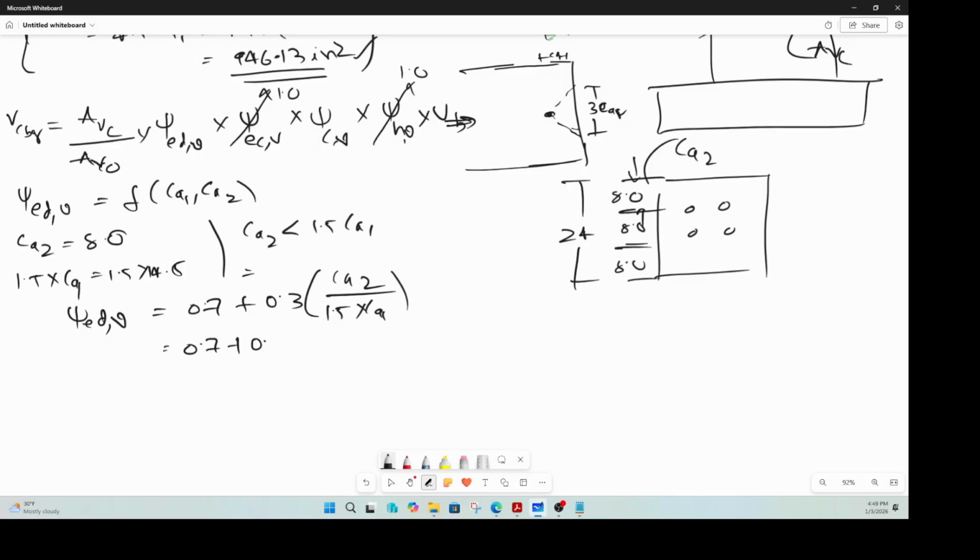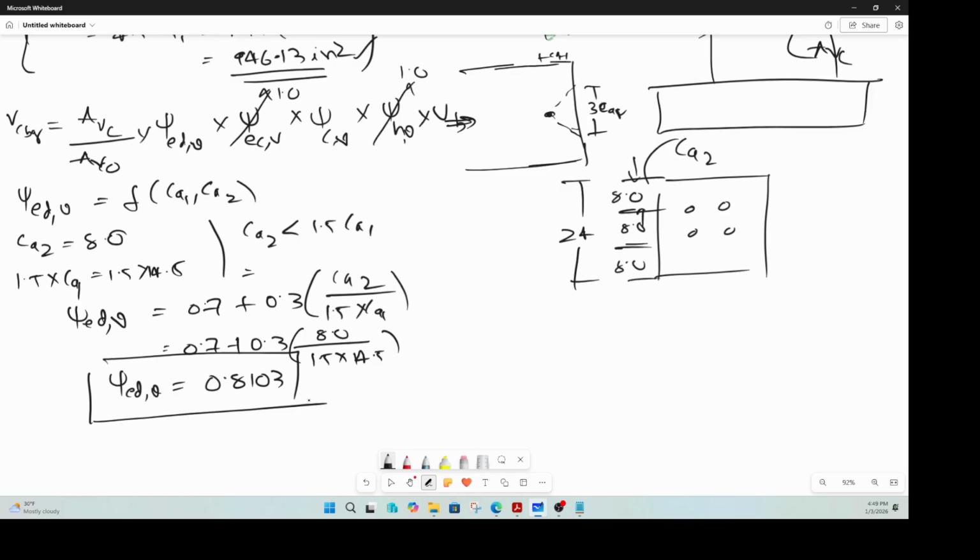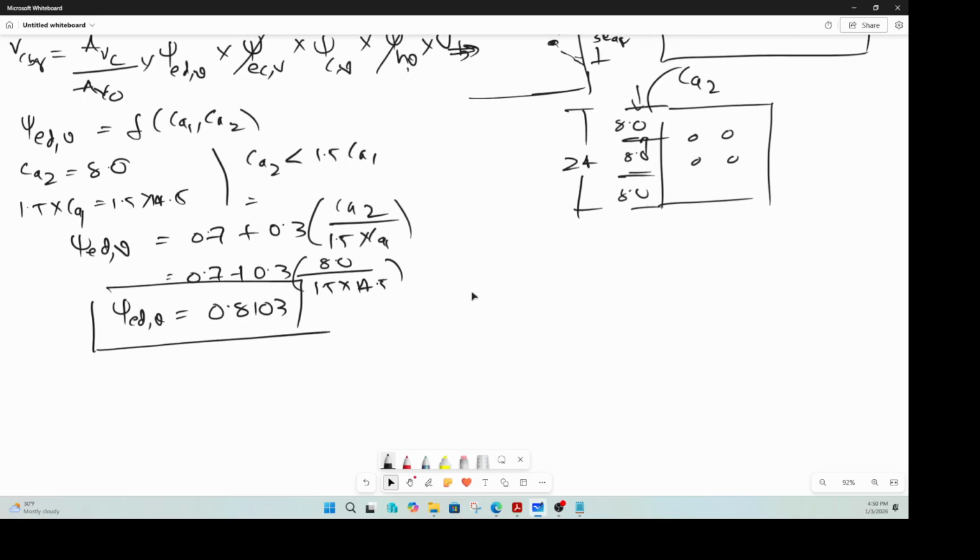0.7, 0.3, CA2 is 8.0, 1.5 times 14.5 here. So that is close to 0.8103 for CED,V, right? So that's your factor. Now we calculate this factor here, and that is from the code. See the CC,V modification factor. When there is no crack, you can take advantage.